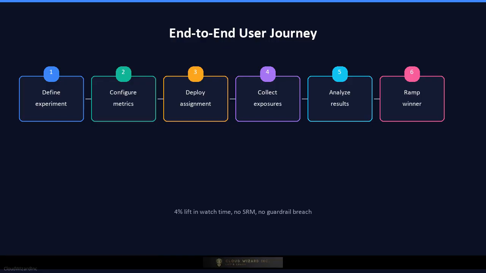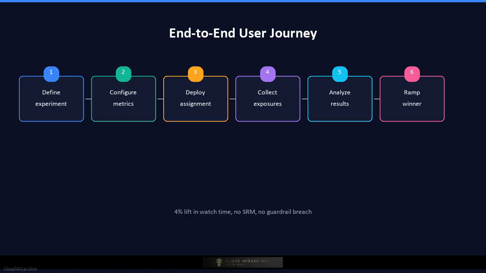Let's trace the end-to-end user journey. A data scientist at a streaming company wants to test whether a new ranking algorithm increases long-form watch time. She creates an experiment in the platform, defines the primary metric as watch time per user, adds a guardrail for error rate, and sets the randomization unit to user ID with 50-50 allocation.